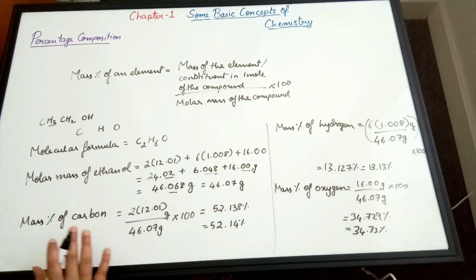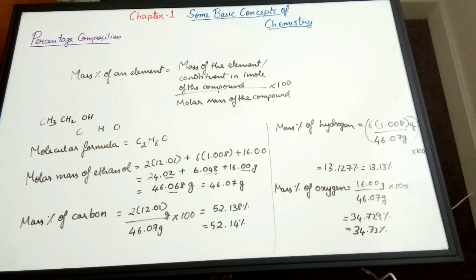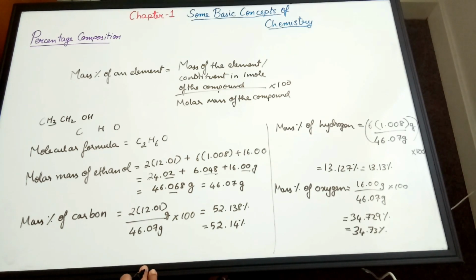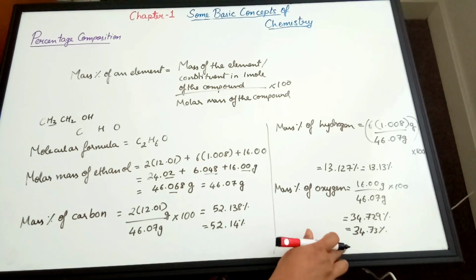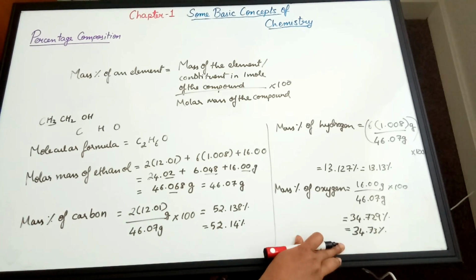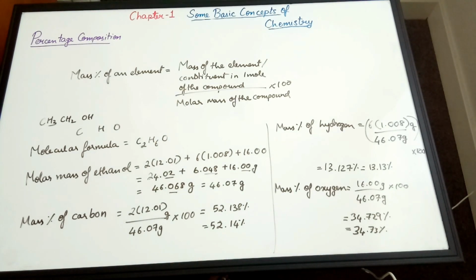So all we are saying is, in a percentage composition, we are considering how much is the mass of an element in 100 grams of that compound. That's it. Okay, so if we had 100 grams of that compound, 52.14 grams would be carbon, 34.73 would be oxygen, and 13.13 grams would be hydrogen. So basically, percentage composition is giving us how much amount of that particular substance is there, right?